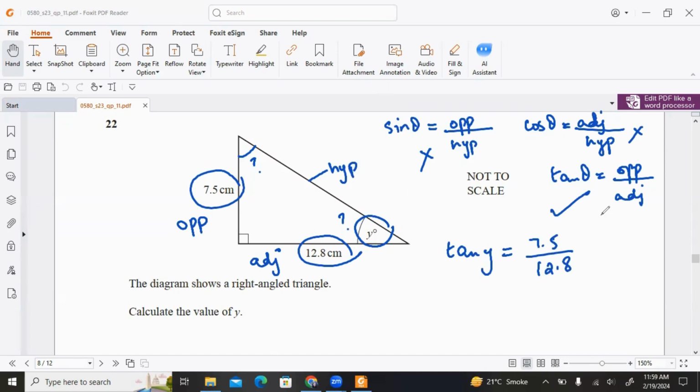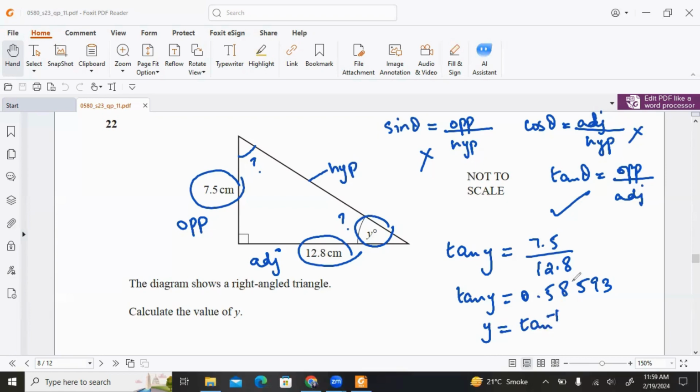Once again, we just directly do this in the calculator. 7.5 divided by 12.8 is 0.58593. So since we're trying to find the value of y, whenever you're trying to find the angle, you'll always take tan inverse, or whatever the ratio is, the inverse of that.